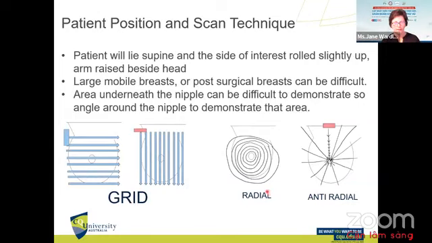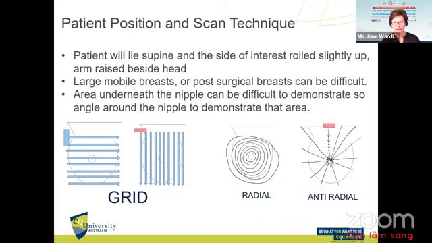The other technique we use is radial, so we scan in circles going around the breast until the entire breast is covered, and also anti-radial, so that is going from the extremity of the breast in towards the nipple and then going in and around the breast that way. And again, always ensuring that you get that overlap.